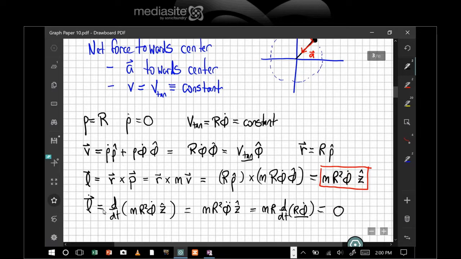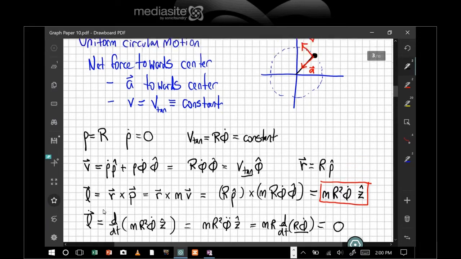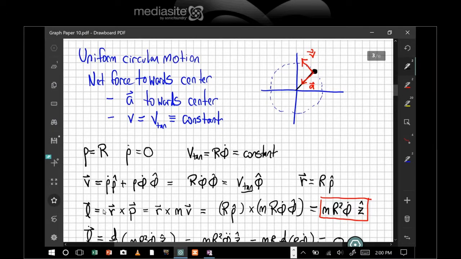So what I've shown is that for a particle that does uniform circular motion, the change in angular momentum is equal to 0. And you can even say why. The reason is that there's no net torque acting on it. There's a force that acts on it, a central force, meaning it acts towards the center of the circle.